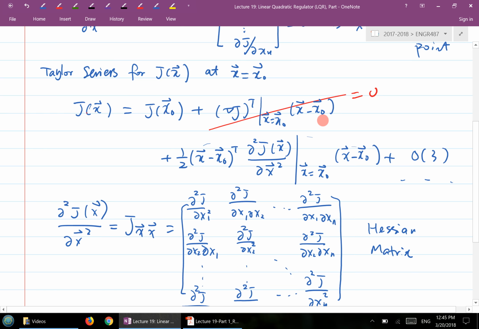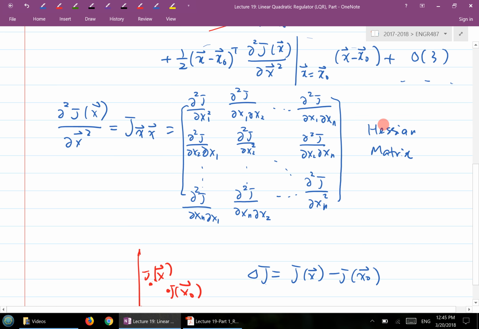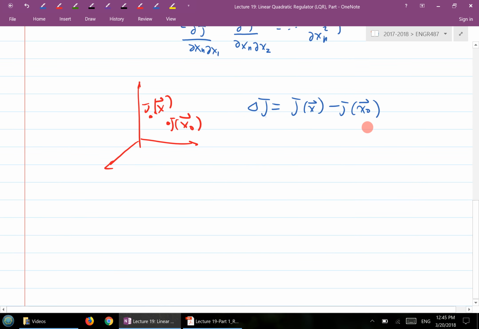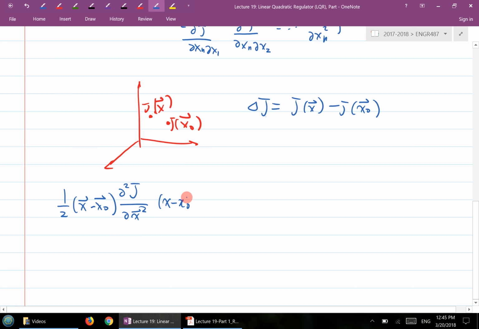Okay. So this actually becomes quite clear now. If you look at this term here, so let me write it down: 1/2 (x minus x naught) transposed, times the second partial derivative of J with respect to x squared, times (x minus x naught). This one you take at x naught.